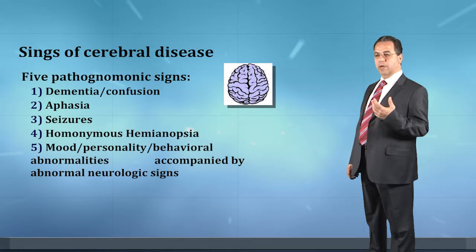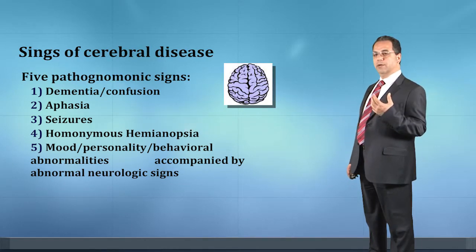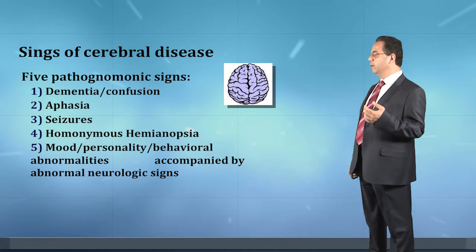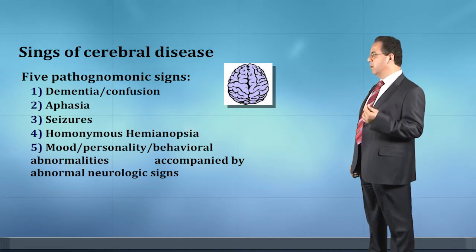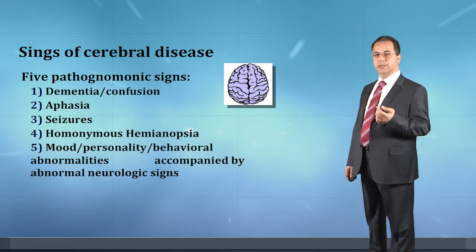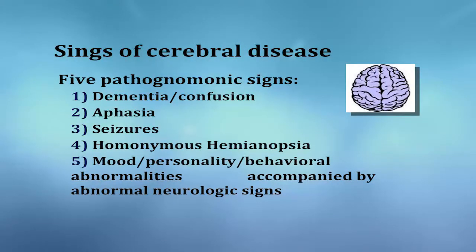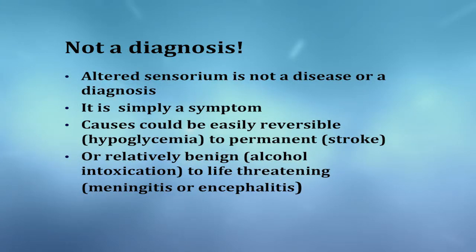But from your examination and evaluation of the patient, there are signs or symptoms which could tell you that there is something neurologically happening, and these are the most important cerebral disease signs. If somebody presents with dementia or confusion, we know it's something neurologic, not metabolic. Somebody with a language problem or aphasia, seizures, visual field defect, and finally a patient with mood, personality, or behavioral abnormalities, especially if this is associated with abnormal neurological signs.